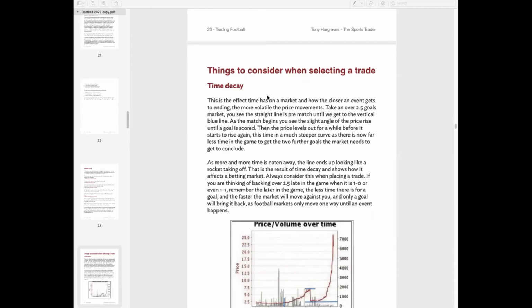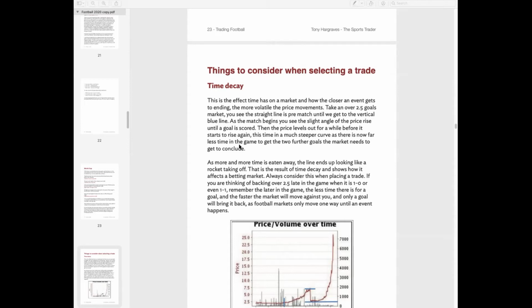So things to consider when selecting a trade. Time decay is a big one. What I was going to say is in Web Club, we looked at it where when I go to back, or even if I want to lay over 2.5 goals, because I think there won't be 3 goals in the game, I often won't do it at the start. Because obviously when it kicks off, you've got 90 minutes plus your 3 minutes injury time to get 3 goals. And what we found over the last few years is at kickoff, the price just doesn't move for a few minutes. So you're basically risking your liability for no profit.